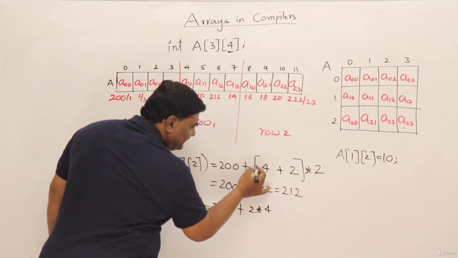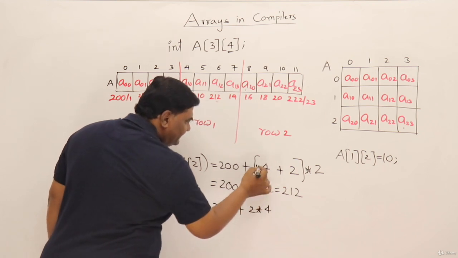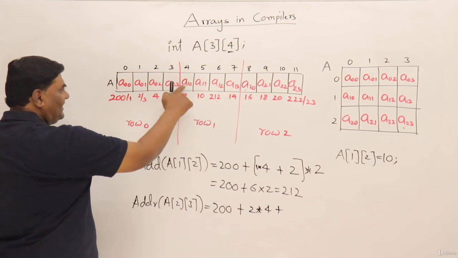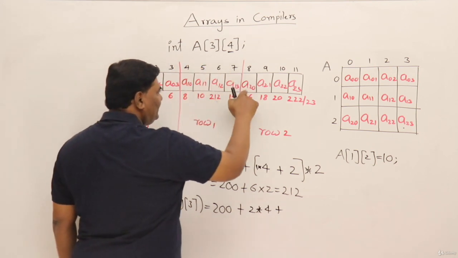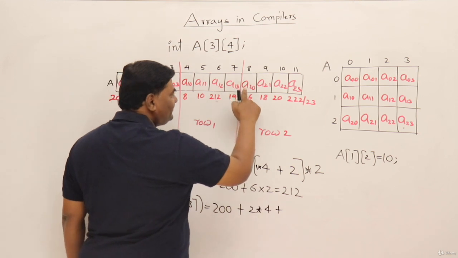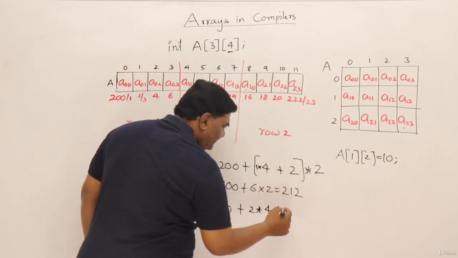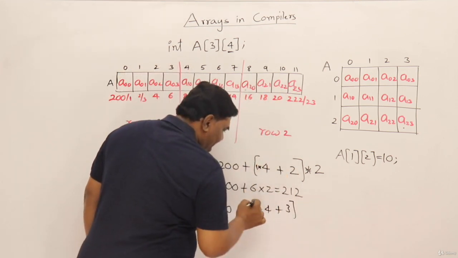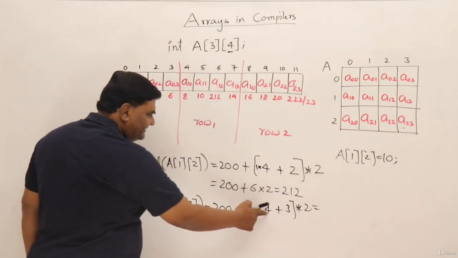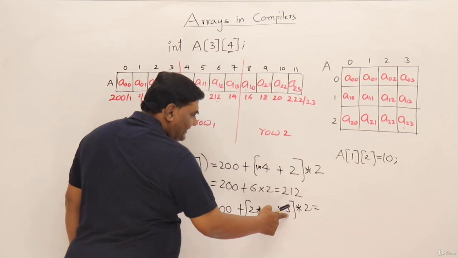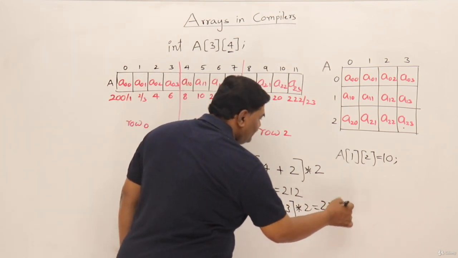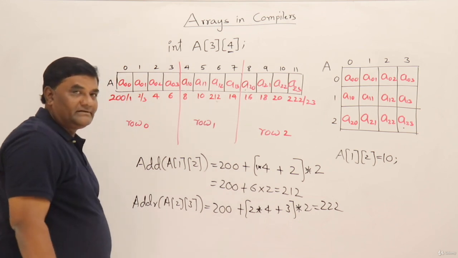So it means earlier this was 1 into 4. Now this is 2 into 4 plus. Once I skip the first row, I am here. Then I skip one more row, I am here. I am skipping 4 elements for each row. Then from here I should move by 1, 2, 3 elements. So that is 3 elements. This whole thing should be multiplied by 2. So how much does it give? This is 4 twos are 8, plus 3, 11, into 2, 22. So this will be 222. So yes, I got the address.